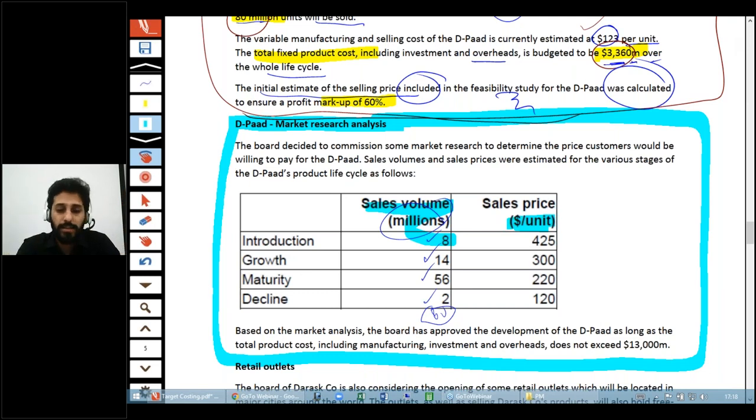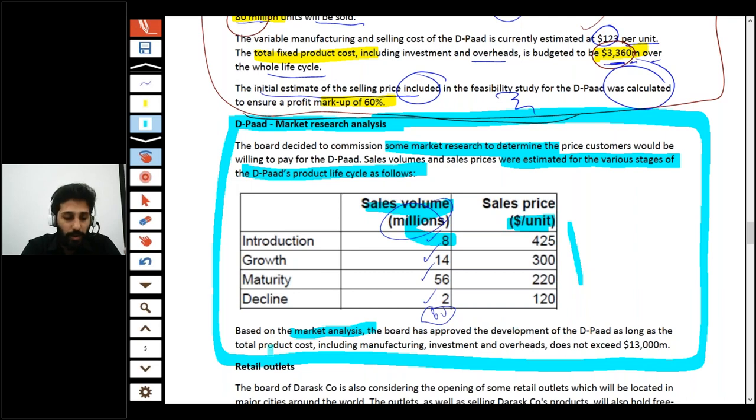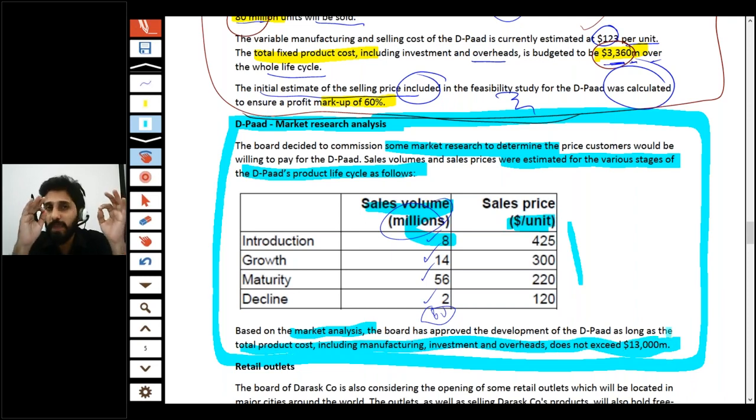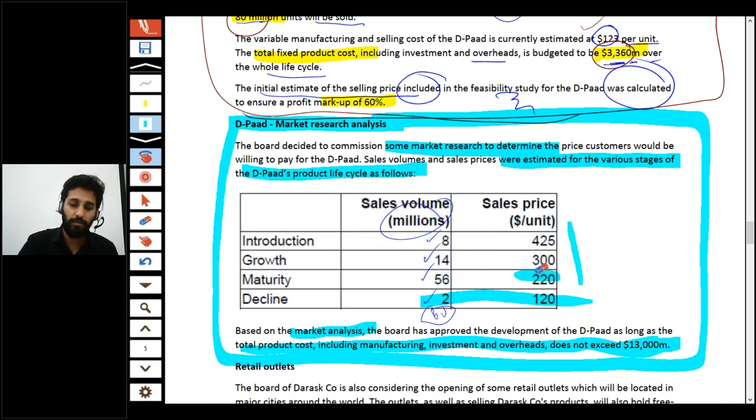The point to be noted is that the board decided to commission some market research to determine the price customers would be willing to pay. Sales volume and sale price were estimated for various stages of the DPAD life cycle as follows. Based on market research, the board has approved the development, and the total cost does not exceed 13,000 million. That is the important punchline for me. Now let's move ahead. It is written about the selling price and number of units, and I should make it a total calculation.